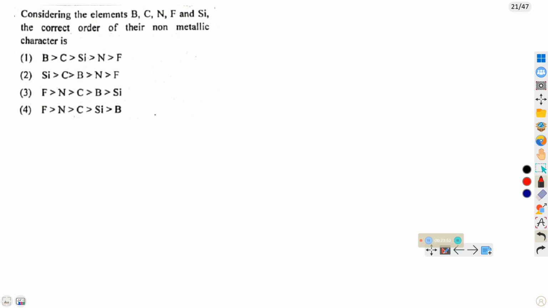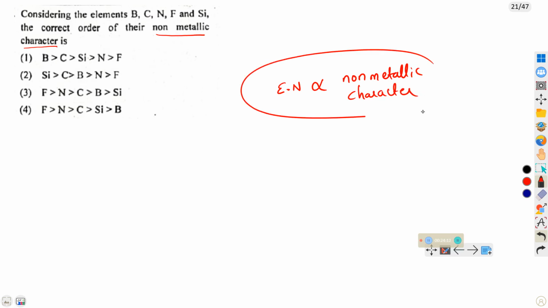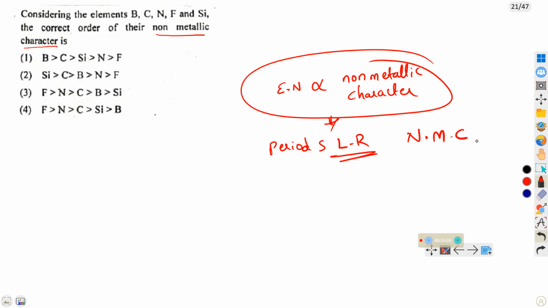Considering the elements boron, carbon, nitrogen, fluorine and silicon, the correct order of non-metallic character. Non-metallic character is directly proportional to electronegativity. Periods left to right, non-metallic character increases, metallic character decreases. Now you can check it. Fluorine more electronegative, then nitrogen, carbon, boron and silicon. Third option correct.